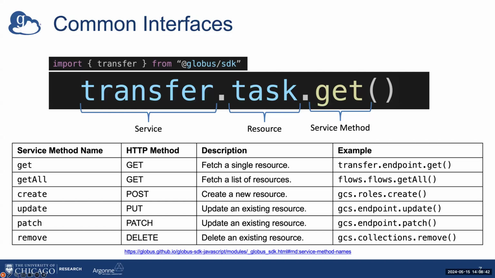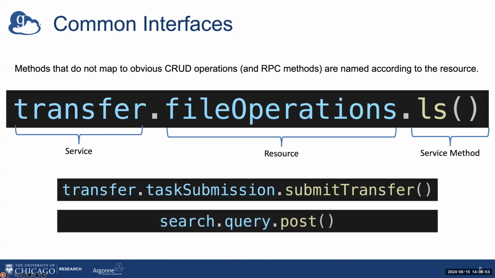So this naming schema really only applies to the CRUD-like methods that map really well to HTTP verbs. So get all, create, update, patch, and remove. But there definitely are some cases where we have to map to how the resource is named. And so these are cases where the endpoint itself doesn't necessarily match the CRUD aspect or HTTP verb. It might be a more RPC-like method, or it might be a very specific sort of service method that we need to integrate with. And so in these cases, the SDK takes the approach of just using the documented name.